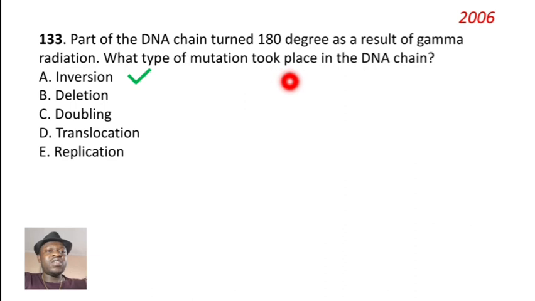A part of the DNA chain turned 180 degrees as a result of gamma radiation. What type of mutation took place in the DNA chain? You already know the answer. It's inversion. This question is simple. Okay, next.